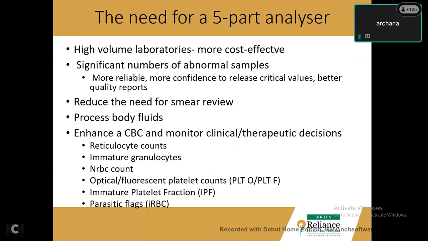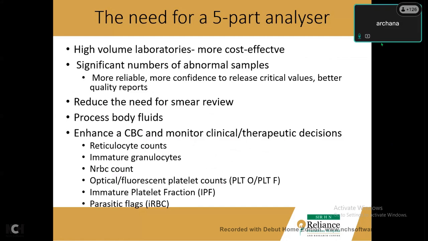Having said that, I would still like to say that even if your lab does not have a large volume or many samples, but you're dealing with a lot of abnormal samples, for example, if you're affiliated with an oncology setup, then these instruments have a very wide linearity range. That means they can give you reliable results if the values are very low or very high for the CBCs. So it gives you more reliable results, and over a period of time, the pathologist also gains more confidence in releasing these results, almost critical values many times, to give you, all in all, a good quality report.